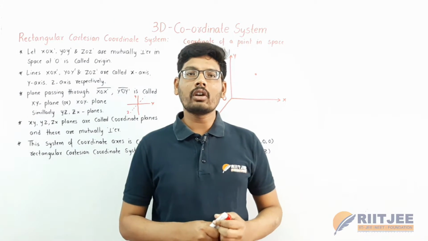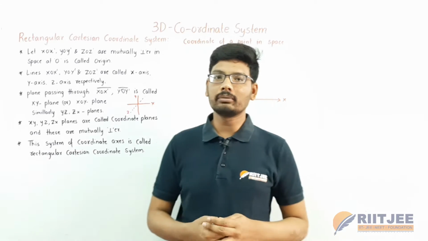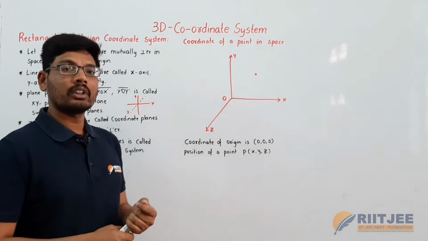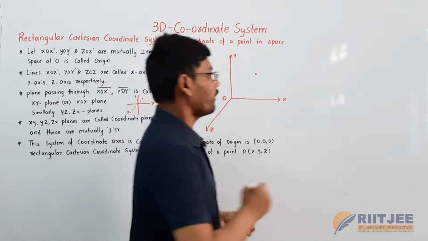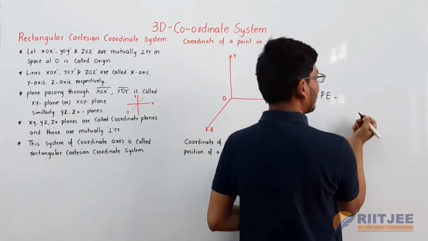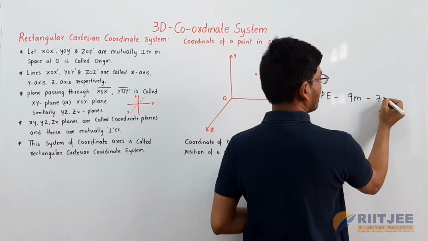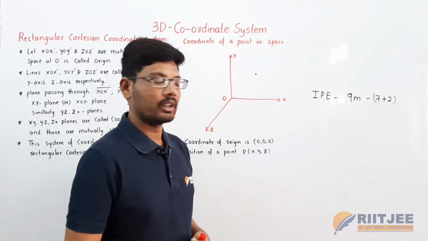Welcome to Ridgy. Now we are starting the new chapter, that is the 3D coordinate system. The weightage of this chapter, when it comes to IP, they will ask for 9 marks. Out of these 9 marks, there is a 7 marks question and a 2 marks question.